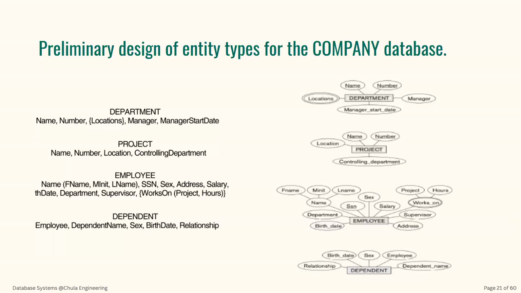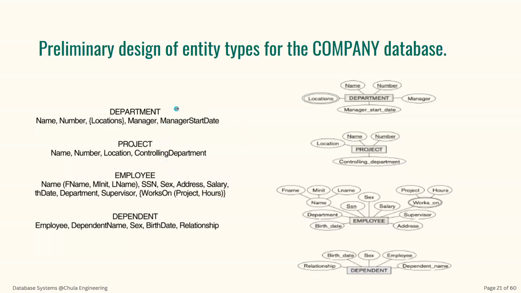Now, let's take a look at the preliminary design of the entity types. All right. So the entity types here, there are 4 entity types. Before this, I called them entity, but the actual term in the database is entity type. And entity type is called that because whenever the entities have exactly the same attributes, we can call them an entity type. All right. So here we have 4 entity types called department, project, employee, and dependent.